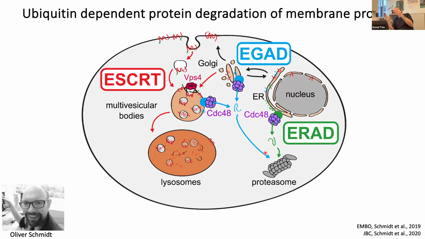So with this single cargo, we proposed that we had identified a novel protein degradation pathway that we termed endosome and Golgi-associated degradation, or short EGAD, that Ishe referred to already in his introduction.